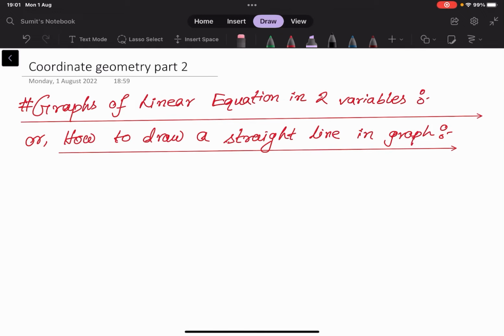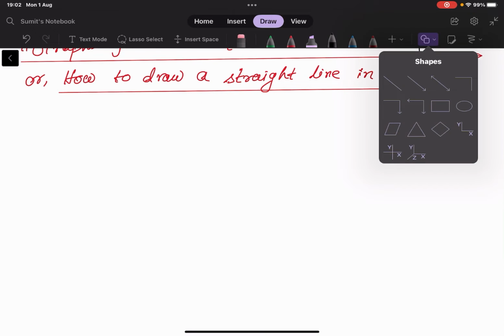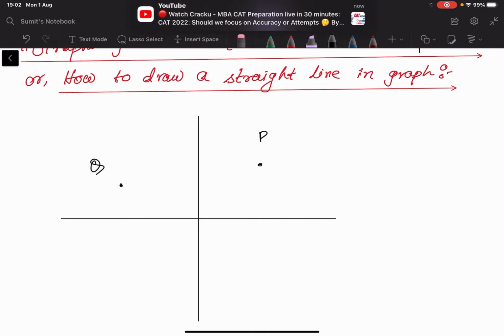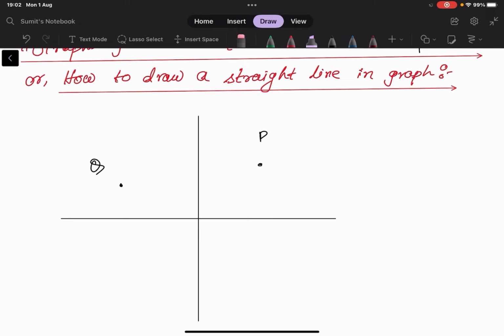Graphs of linear equation in two variables, or how to draw a straight line in a graph. But before that, suppose we have an x-axis and y-axis. Suppose I have taken a point here, let it be P, and I have taken another point here, let it be Q, whatever the coordinates are. And if you join these two points, P and Q, what will that be?